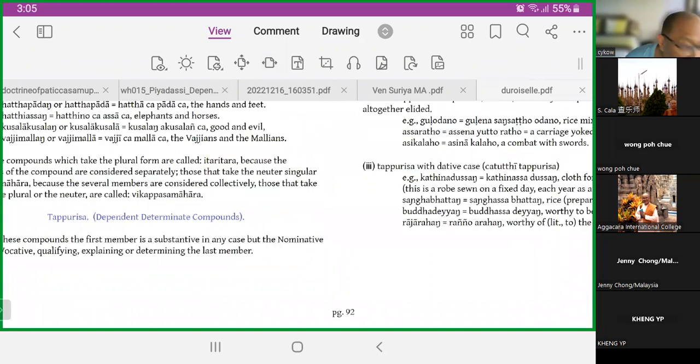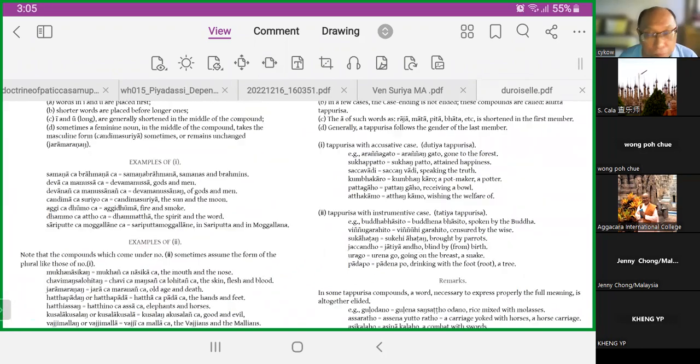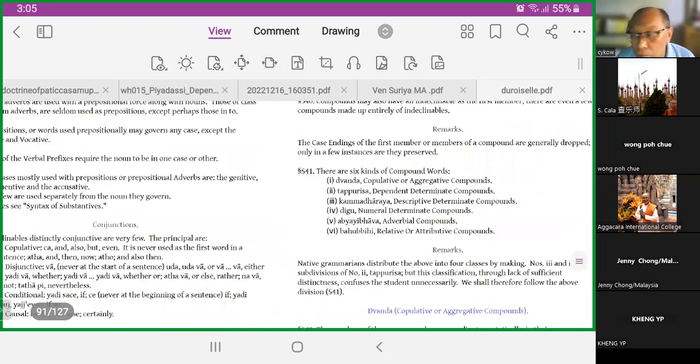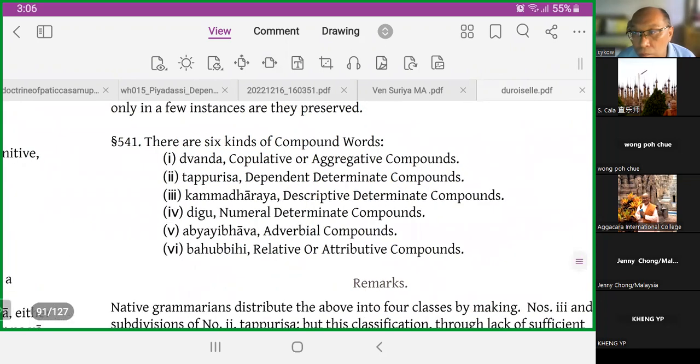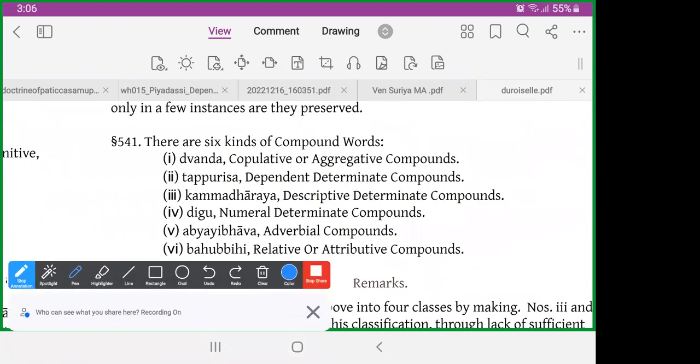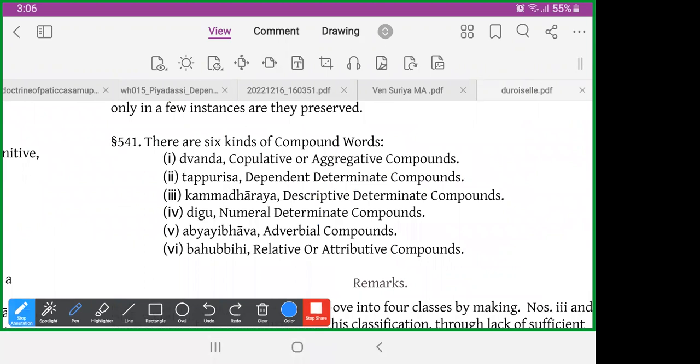All right, so we already finished. Let me revise from the beginning. So far you see which one we already finished. So we already finished the Dwanda. There is a cha and cha. This one is on adjective. Kama daraya is on adjective. We already finished this. Digo is on the numbers. We already went through. Abai bawa is an adverb. We already finished this one.